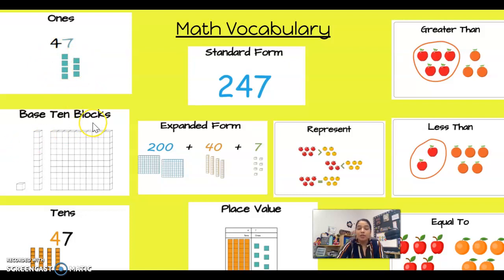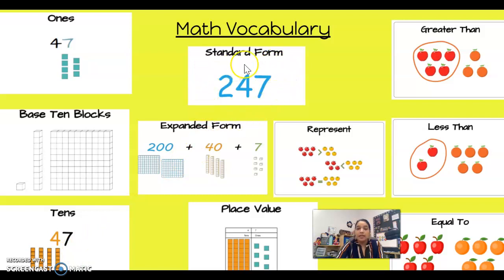Base 10 blocks. We have 3 different types of base 10 blocks. We have our ones, our 10 longs, and our hundreds. Base 10 blocks helps us decompose and compose numbers. Tens. Our tens are the long ones. These right here, the base 10 blocks, this 10 long. In the number 47, we have 4 tens.